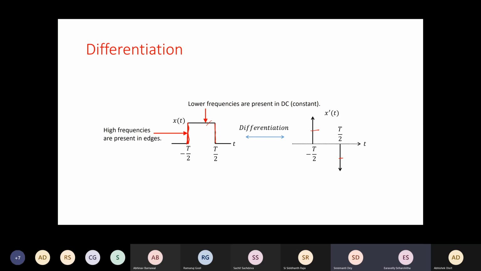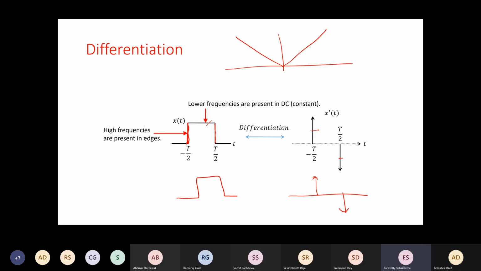So can you explain this diagram? High frequencies are present in the edges. So if I differentiate this signal x(t), what should I get? After differentiation we get this, but analytically, why should high frequency be present in edges? Because if you look at the differentiation response, and you see that you get this, why do you get this? Because of these edges, right? You get this output because of these edges.